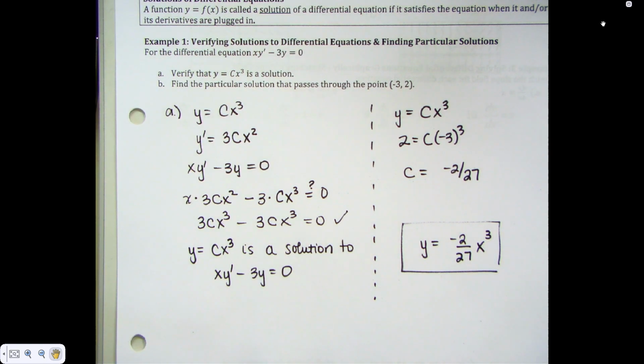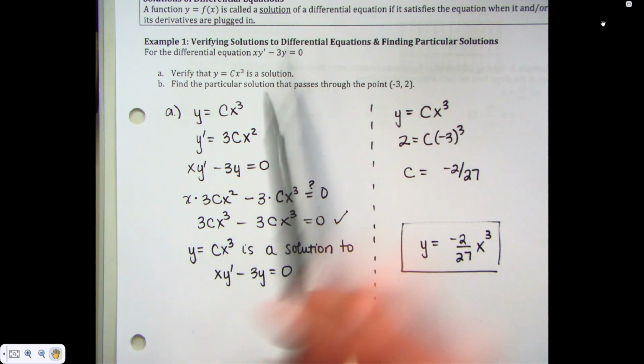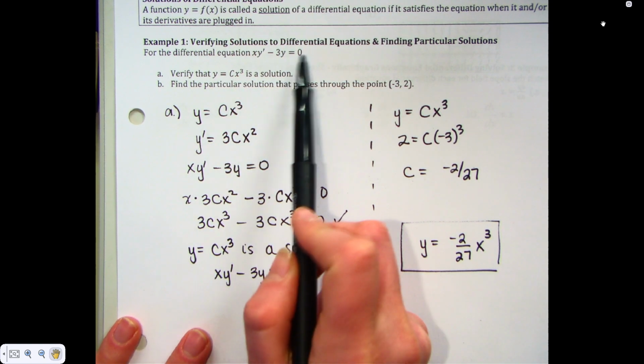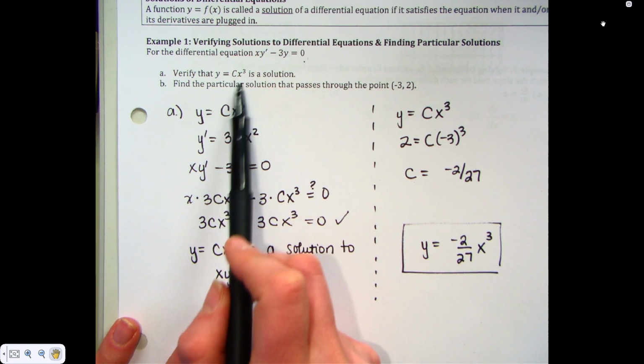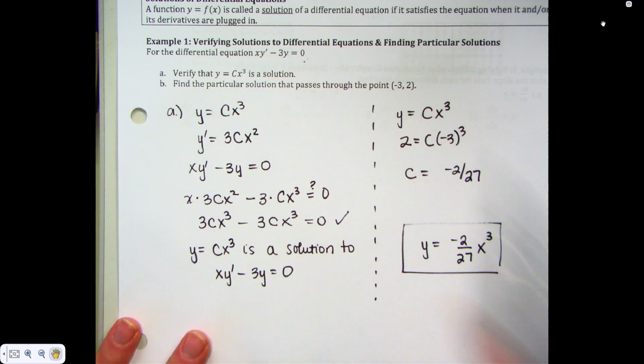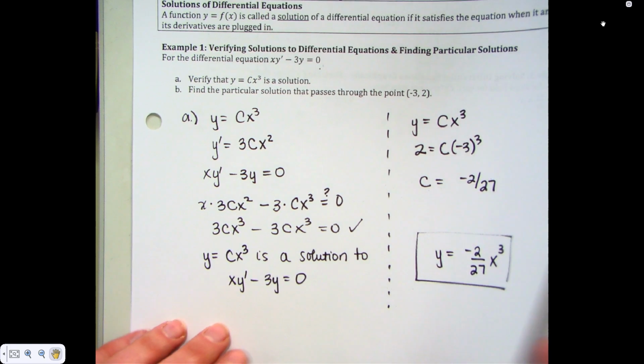So that's sort of the best case scenario. When you know that something is supposed to be, verify kind of implies that it's going to work. A more difficult question sometimes is how do you find this? How do I look at this equation, the differential equation, and determine what even to test? And that is the rest of the chapter.